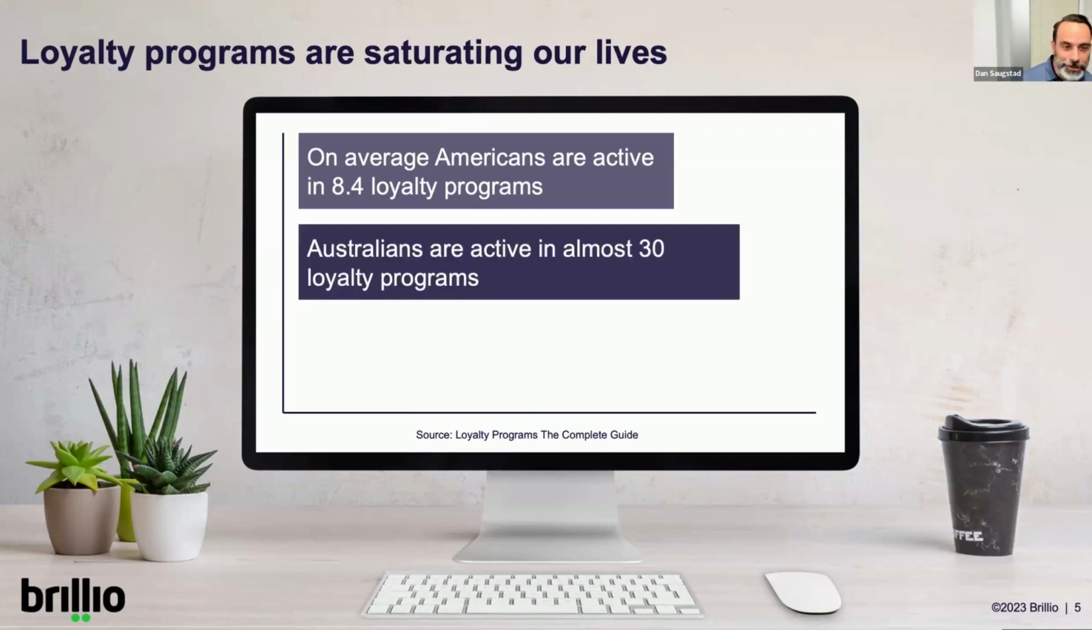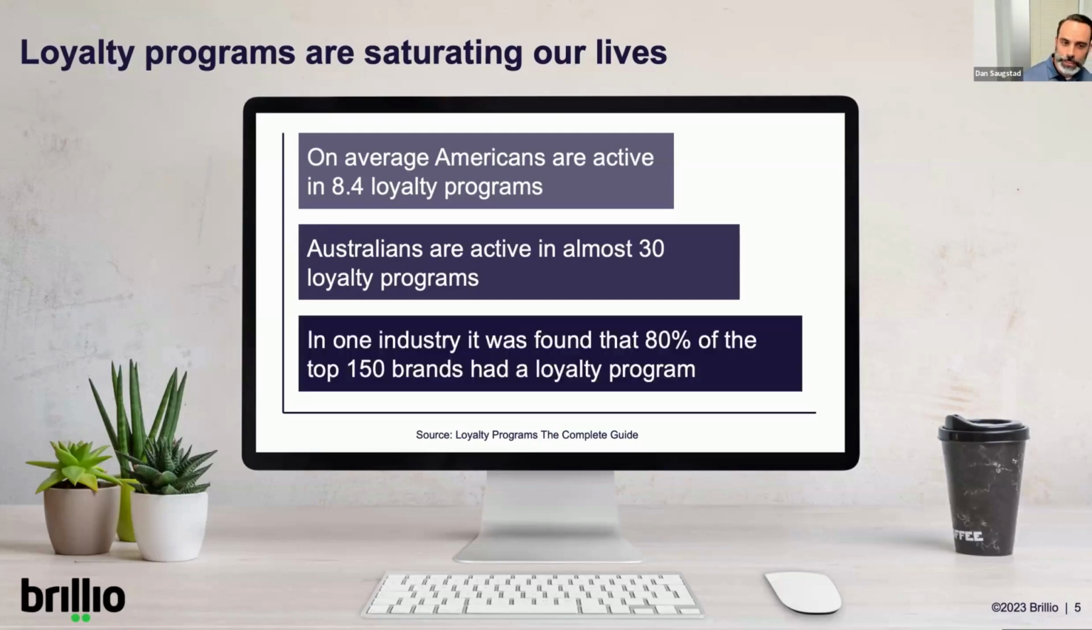Australians are active in almost 30 loyalty programs, which blows my mind to think about how many different programs one person could be juggling. And when you look at the industry, they looked at just one vertical, and found that of the top 150 brands, 80% of them had a loyalty program. So the reality is that our lives are just saturated with these loyalty programs.